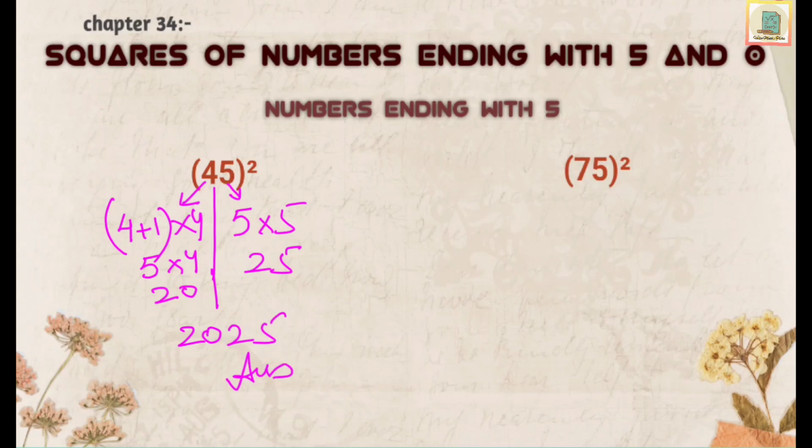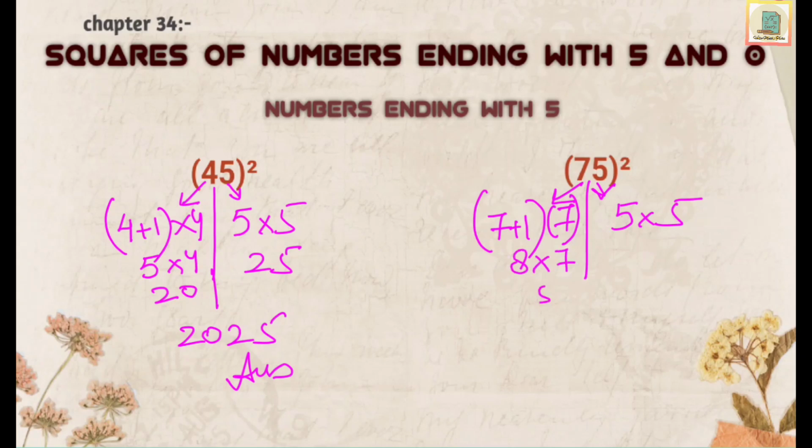Now let's take another example. Let's find out the square of 75. Here make the partition. In the first partition add 1 to the first number and multiply with the number itself, that is 7. Now in the second partition multiply 5 by 5. Now we get 8 multiplied by 7, which gives you 56 in the first partition, and 5 multiplied by 5 we get 25. So 5625 is the answer.